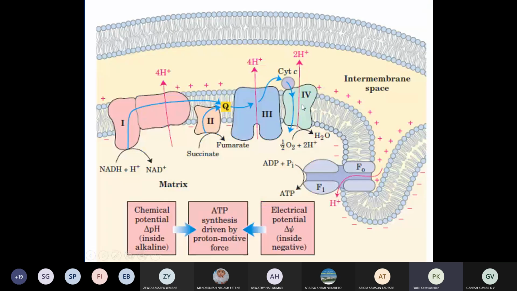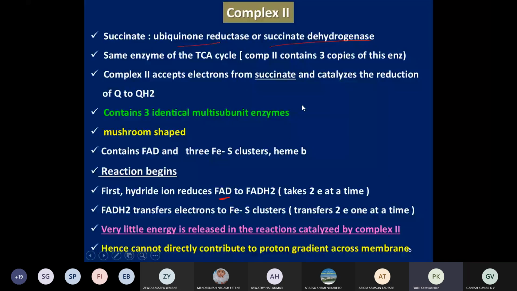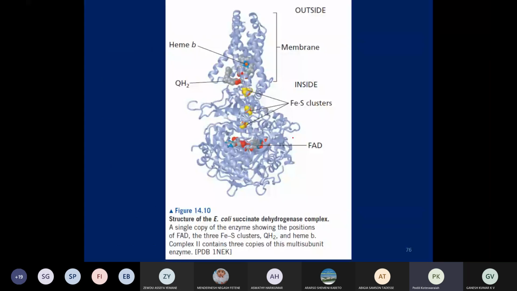During the reduction, FAD becomes FADH2. Now this complex 2 has 3 identical multi-subunit enzymes, and each enzyme has 2 subunits forming the head group, and also 1 to 2 subunits forming the membrane bound stack. This is the membrane bound stack, this is the head group. The head group has FAD as a cofactor and 3 iron sulfur clusters, and the membrane bound stack has the heme B and the binding site for the ubiquinone.